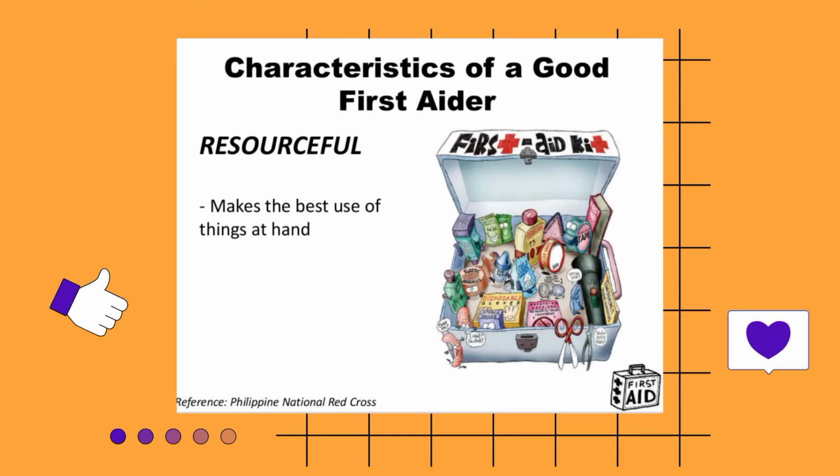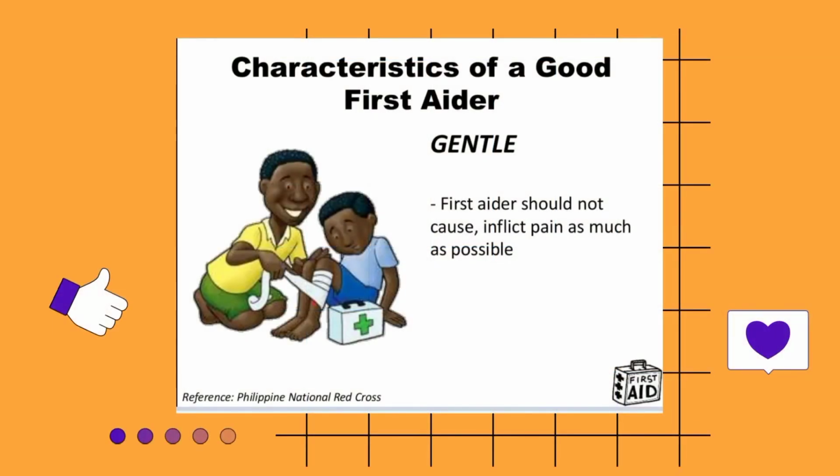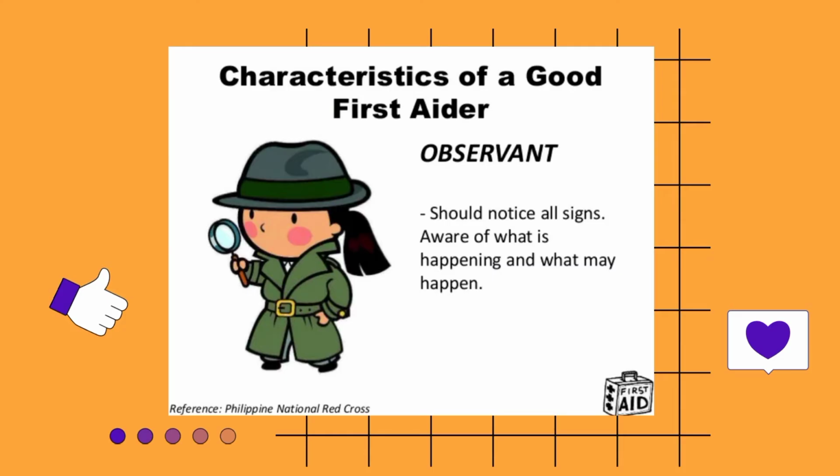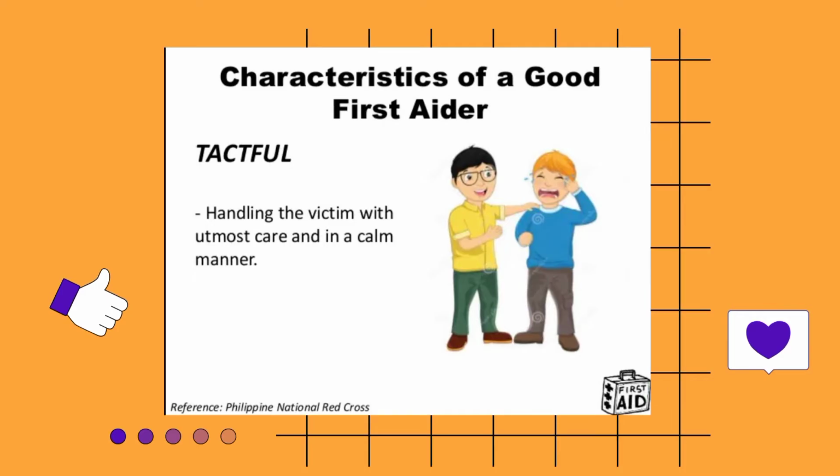What are the characteristics of a good first aider? First is being resourceful, makes the best use of things at hand. Second is being gentle. A first aider shouldn't inflict pain as much as possible. Third is being observant. As a first aider, you should notice all signs, aware of what is happening and what may happen. Fourth is being tactful, handling the victim with utmost care and in a calm manner.